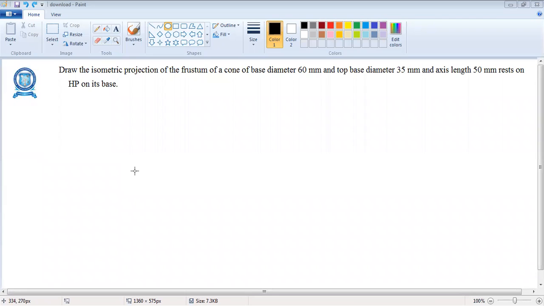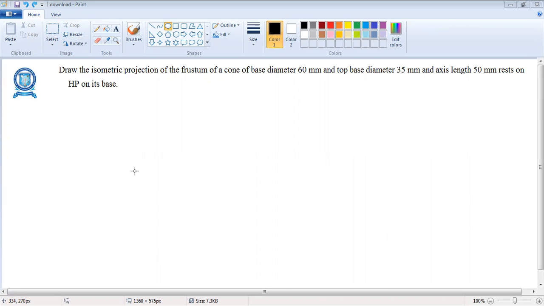Good morning, students. Today we are going to see about the isometric projection. Okay, isometric projection of a frustum of cone. How to draw the isometric projection of a frustum of cone?